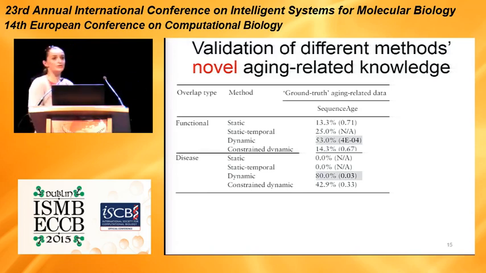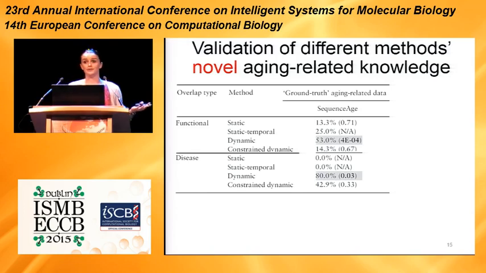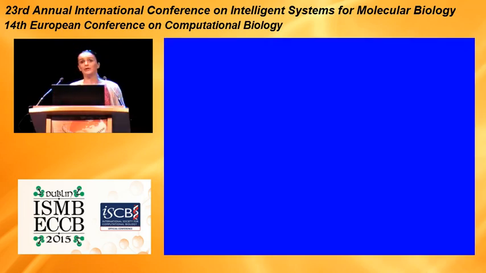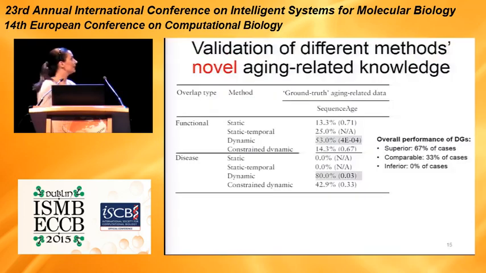What I mean by functional or disease overlap is that we find functions and diseases that are significantly enriched in our predictions and also among genes that are in this data set. The overlap size is here, and the p-value is indicated in parentheses. And you will see that only dynamic graphlets can find significant overlap, and the fact that our predictions perform similar processes as aging-related ground truth data is actually a very, very good sign.